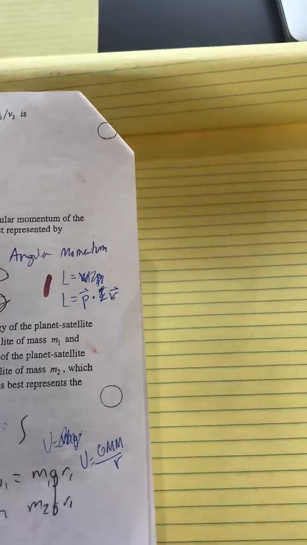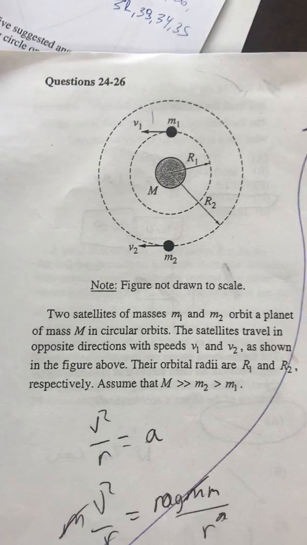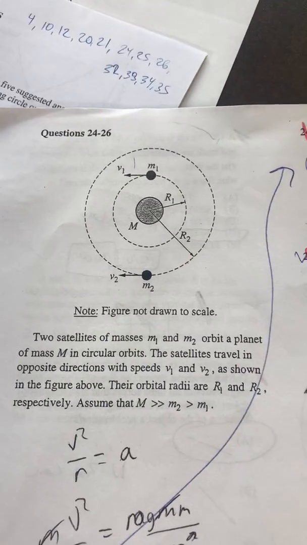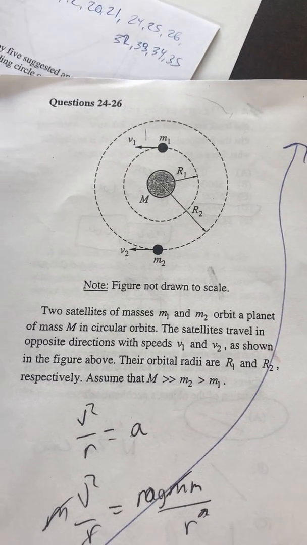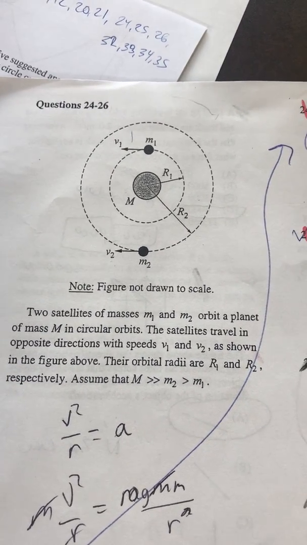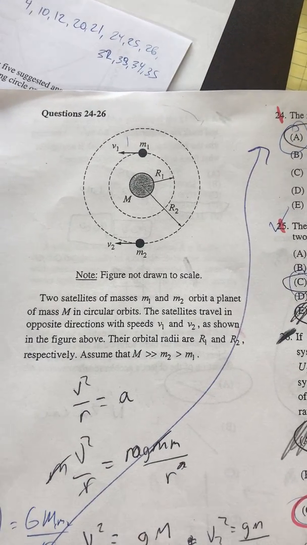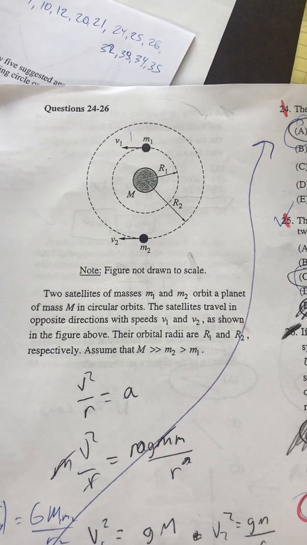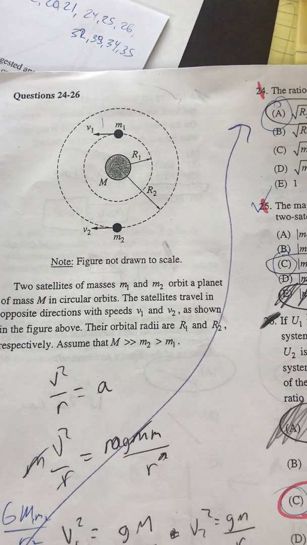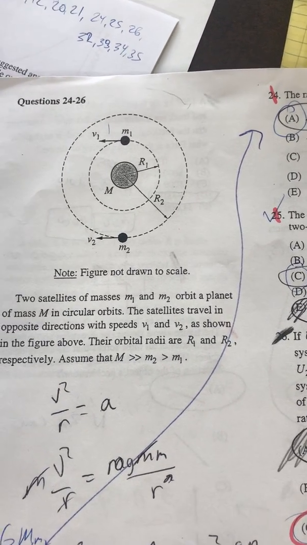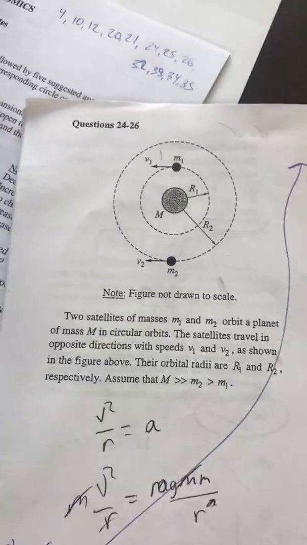is the practice problem. So for practice problem number 26, here it's the third and final part of the three-part problem. So we can look at the diagram. Two satellites of masses m1 and m2 orbit a planet of mass M in circular orbits. The satellites travel in opposite directions with speeds v1 and v2 as shown in the figure above. Their orbital radii are r1 and r2 respectively. Assume that the mass of the planet in the middle is greater than m2, which is greater than m1.